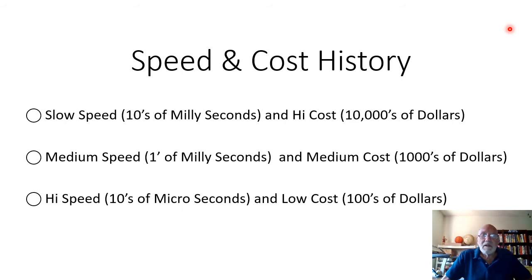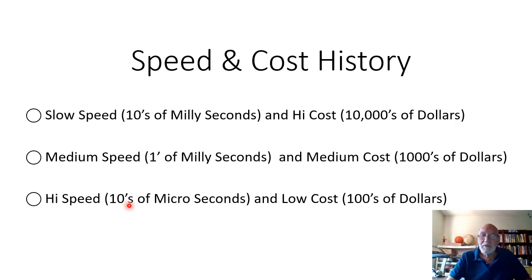The cost and the speed and cost history. When we started, because of technology, mainly, computer, and because of the market, how many people are buying computers? Not many. So we had slow speed, like tens of milliseconds, and high cost, tens of thousands of dollars, big time. And of course, as time went on, speed got faster, costs got lower, until we get today.